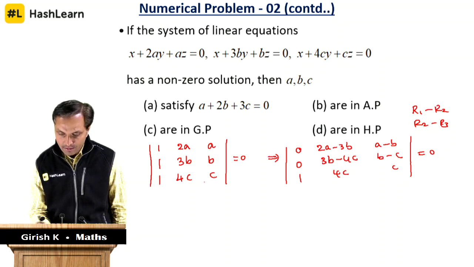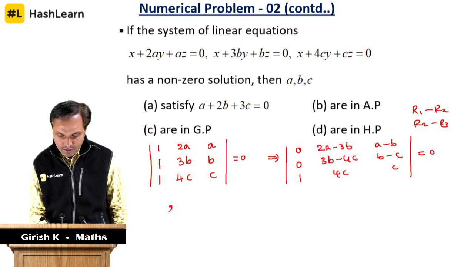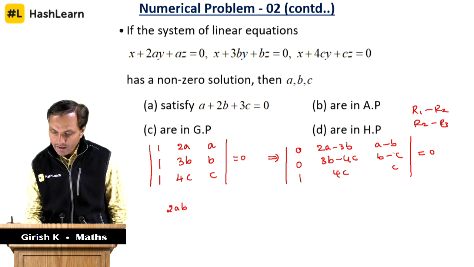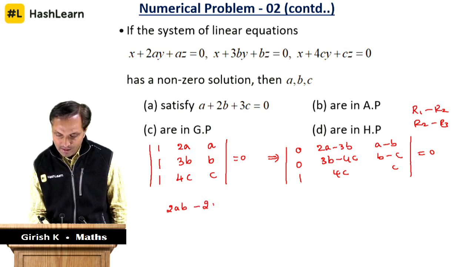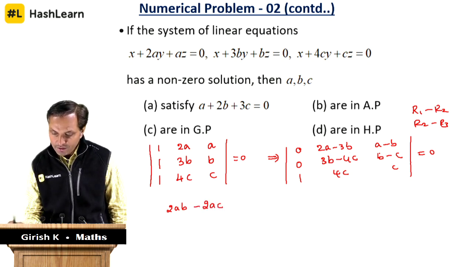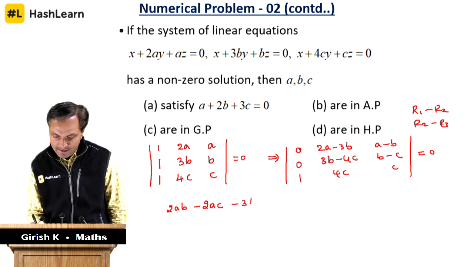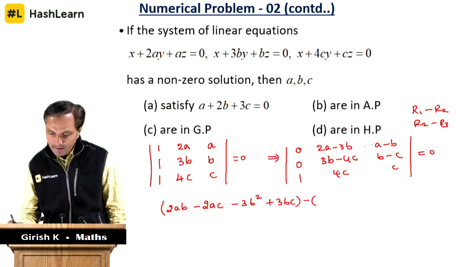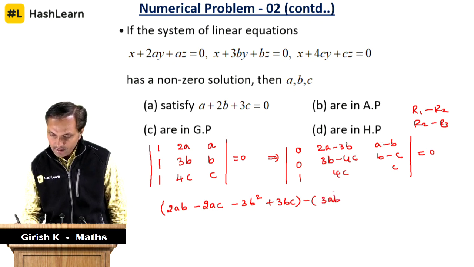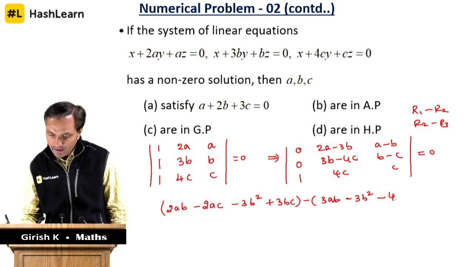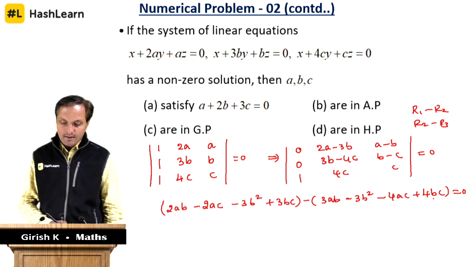This into this will give you 2a into b is 2ab, 2a into minus c is minus 2ac, minus 3b into b, that is minus 3b square. This with this plus 3bc. Okay, this is on one side, minus 3b into a is minus 3ab. This with this will give you plus 3b square minus 4ac plus 4bc. That should be equal to 0.